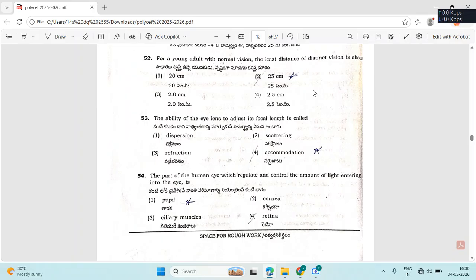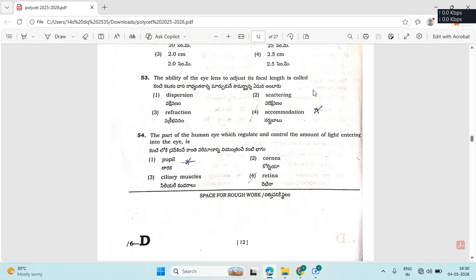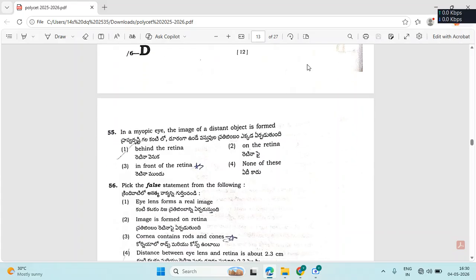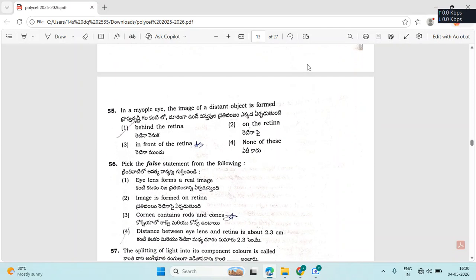The part of the human eye which regulates and controls the amount of light entering into the eye is pupil, cornea, ciliary muscles, retina. The correct option is 1 and the answer is pupil. In a myopic eye, the image of a distant object is formed behind the retina, on the retina, in front of the retina, none of these. The correct option is 3 and the answer is in front of the retina.